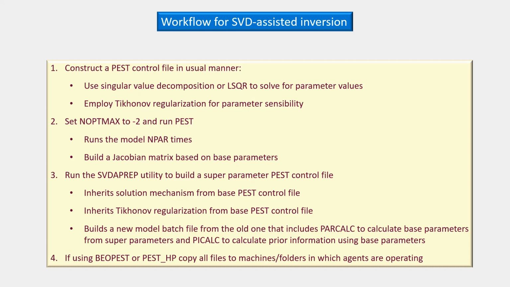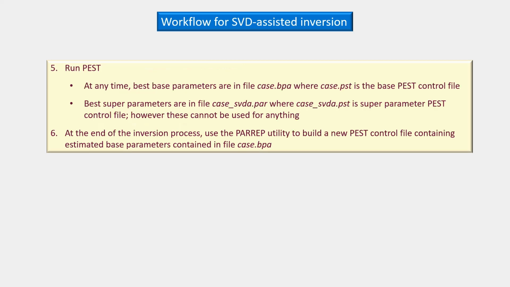Once we've run SVDA prep and set up PEST for SVD assisted inversion, if we're using PEST or PEST HP, we copy all the files to the folders in which the parallelization agents are working. Then we run PEST. PEST stores parameters in a file called case.par, where case is the name of the SVD assist PEST control file. Let's call that case_svda.par. But the parameters that we want, the base parameters, are stored in a file called case.bpa, which is named after the base parameter PEST control file. So base parameters estimated via superparameters are always available to us in this file.